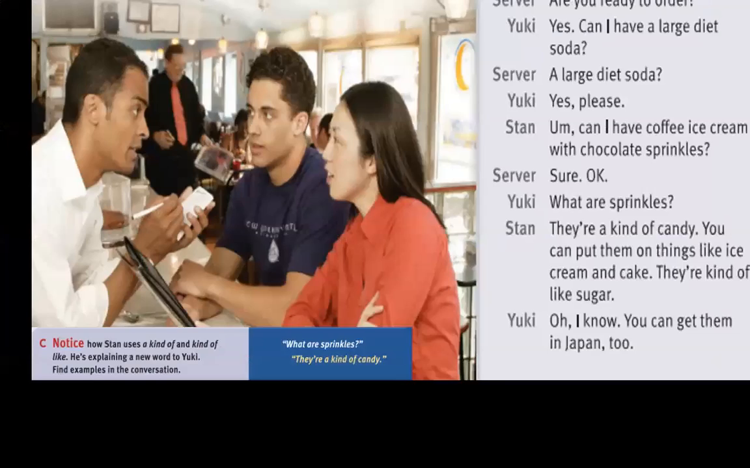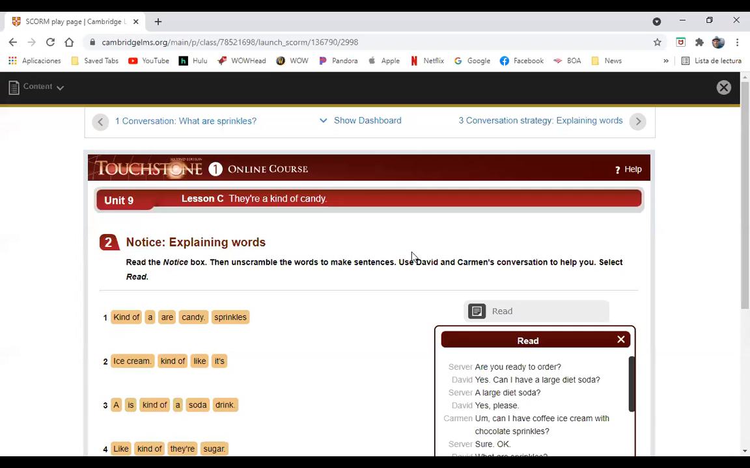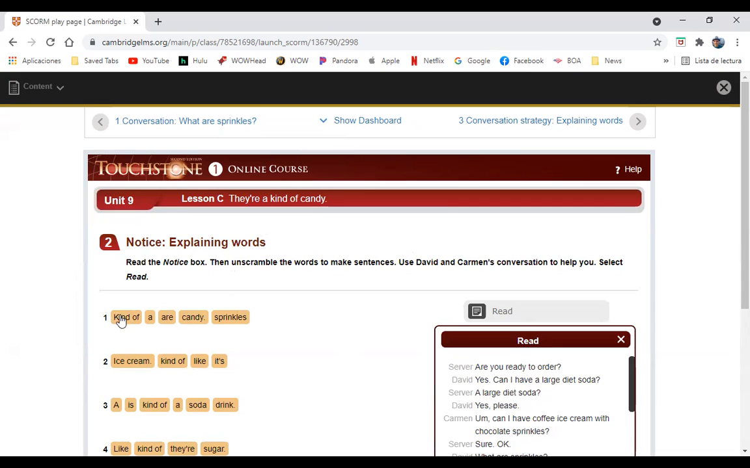Okay, before going to that, let's see some vocabulary here. Lesson C, they are a kind of candy. You have the conversation here on your right. What you have to do with it is, they are scrambled, so you need to scramble the words. Están todos revueltas, solo tienes que poner en orden.